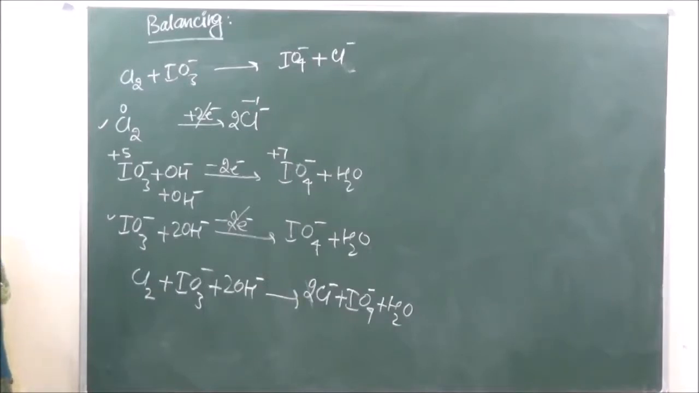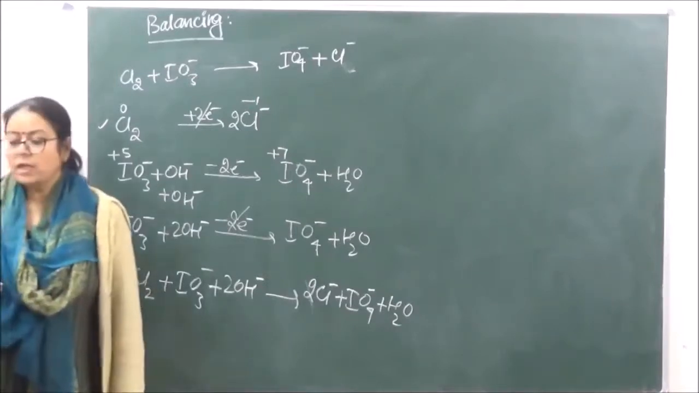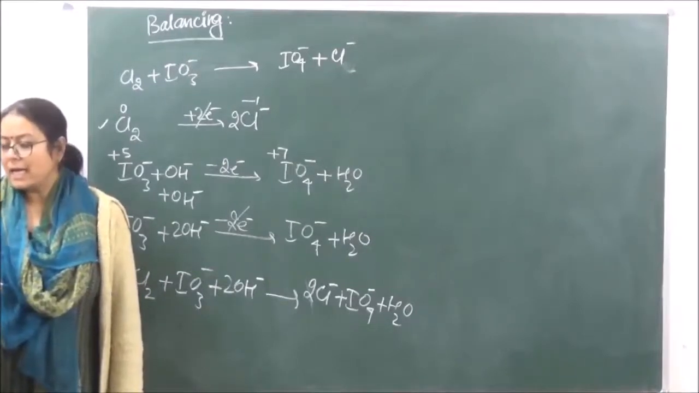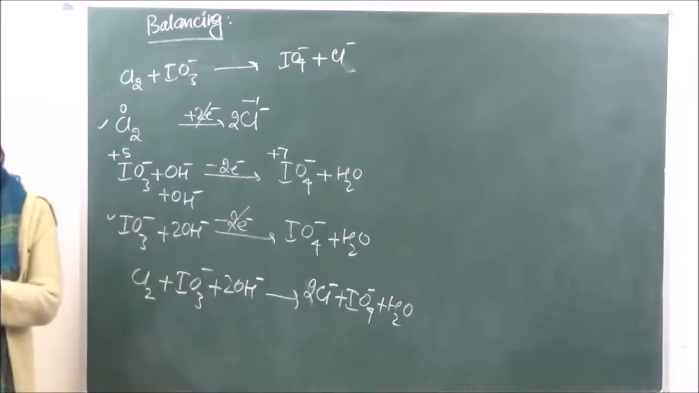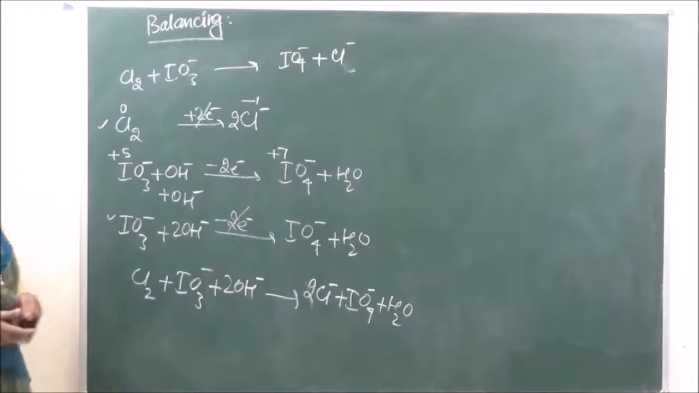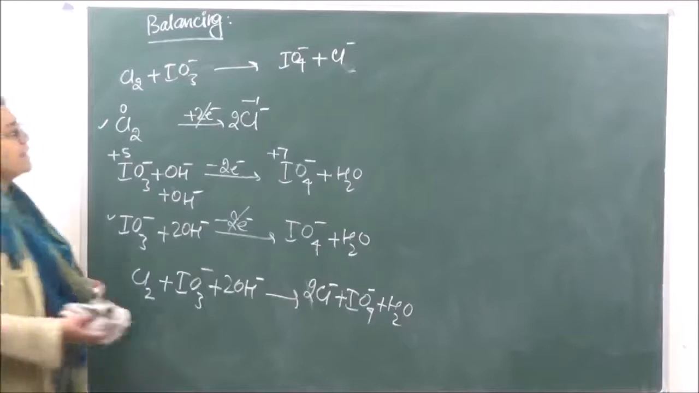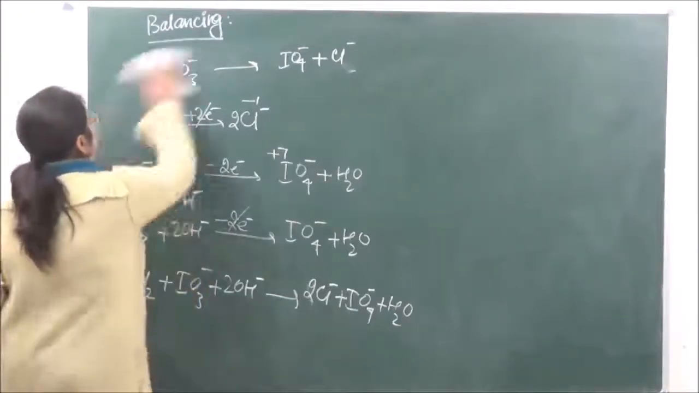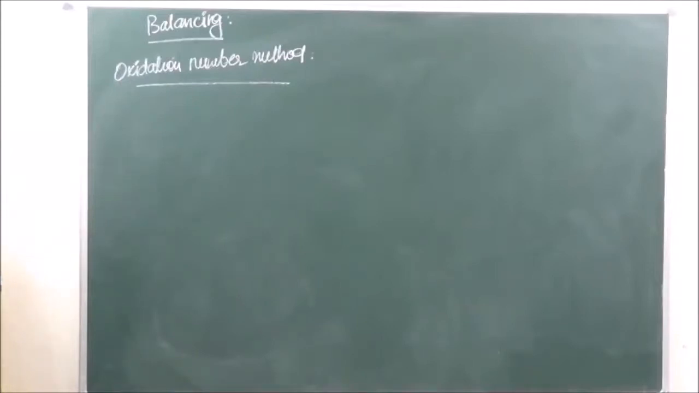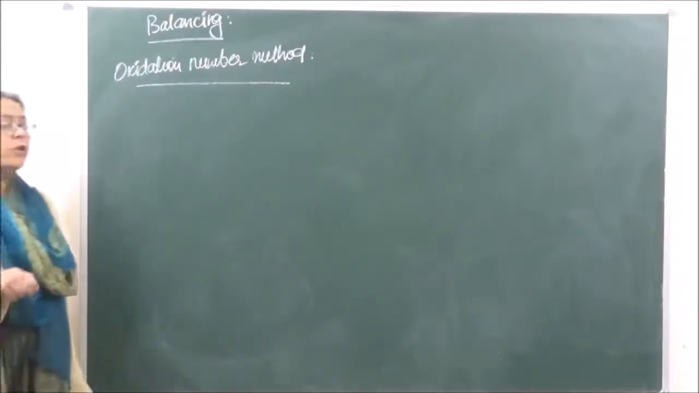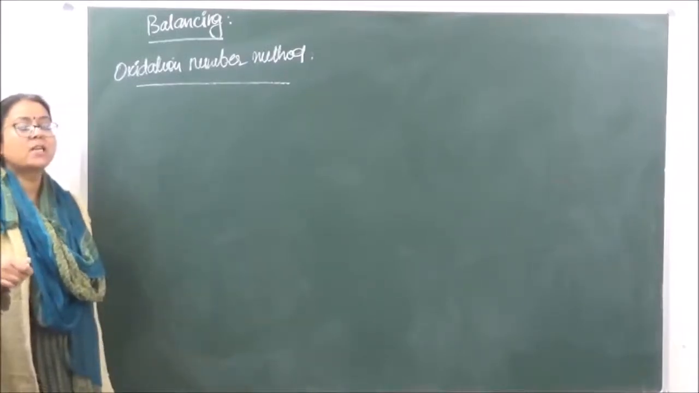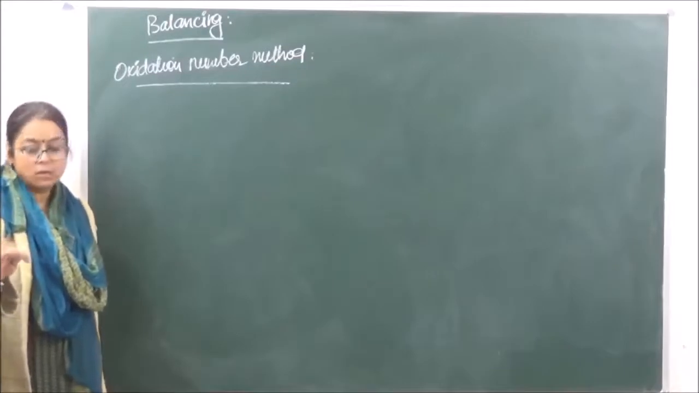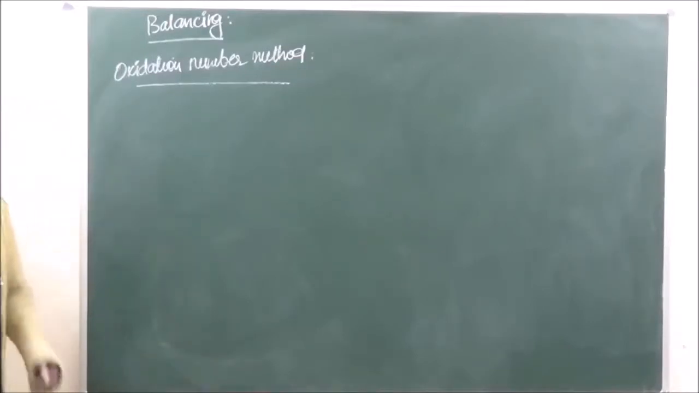So this is how you are going to balance the one in which an alkaline medium is given. The second method of balancing is known as the oxidation number method. This was the ion electron method. Let's go on to the second type, which is the oxidation number method. In this method, we balance the oxidation half reaction and the reduction half reaction simultaneously, in one step only. Let's take an example.